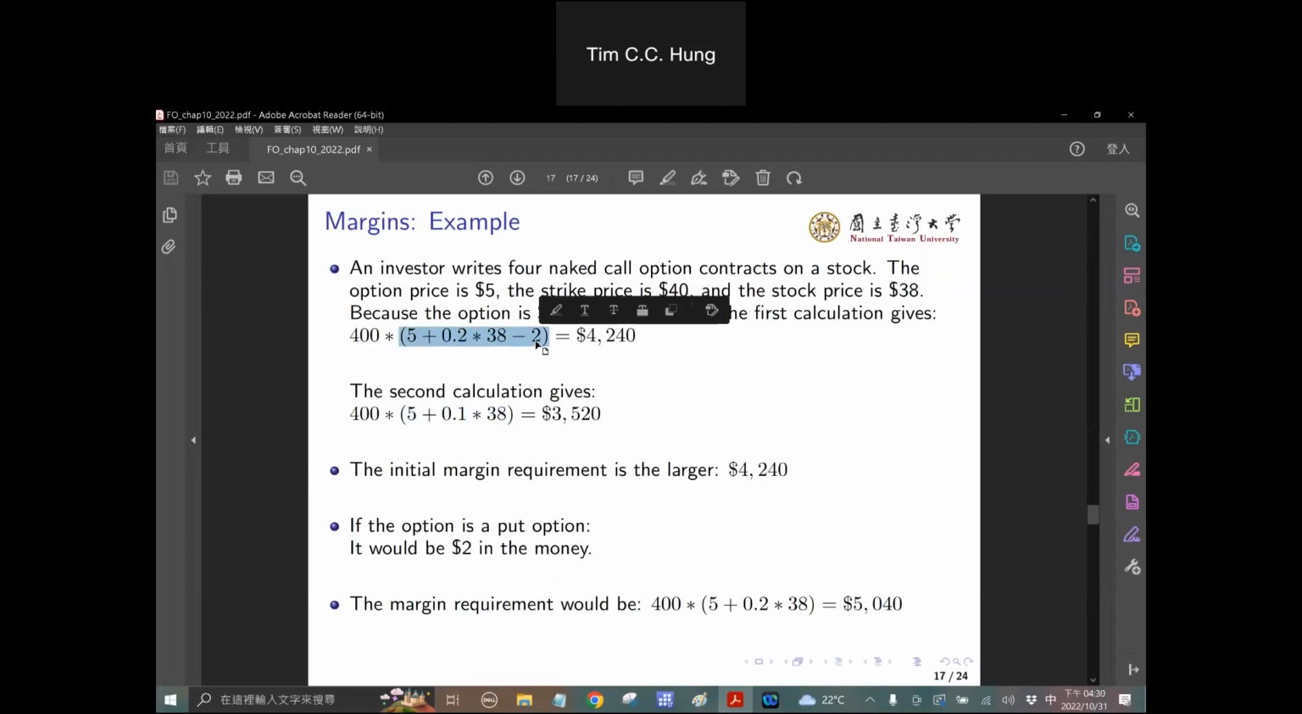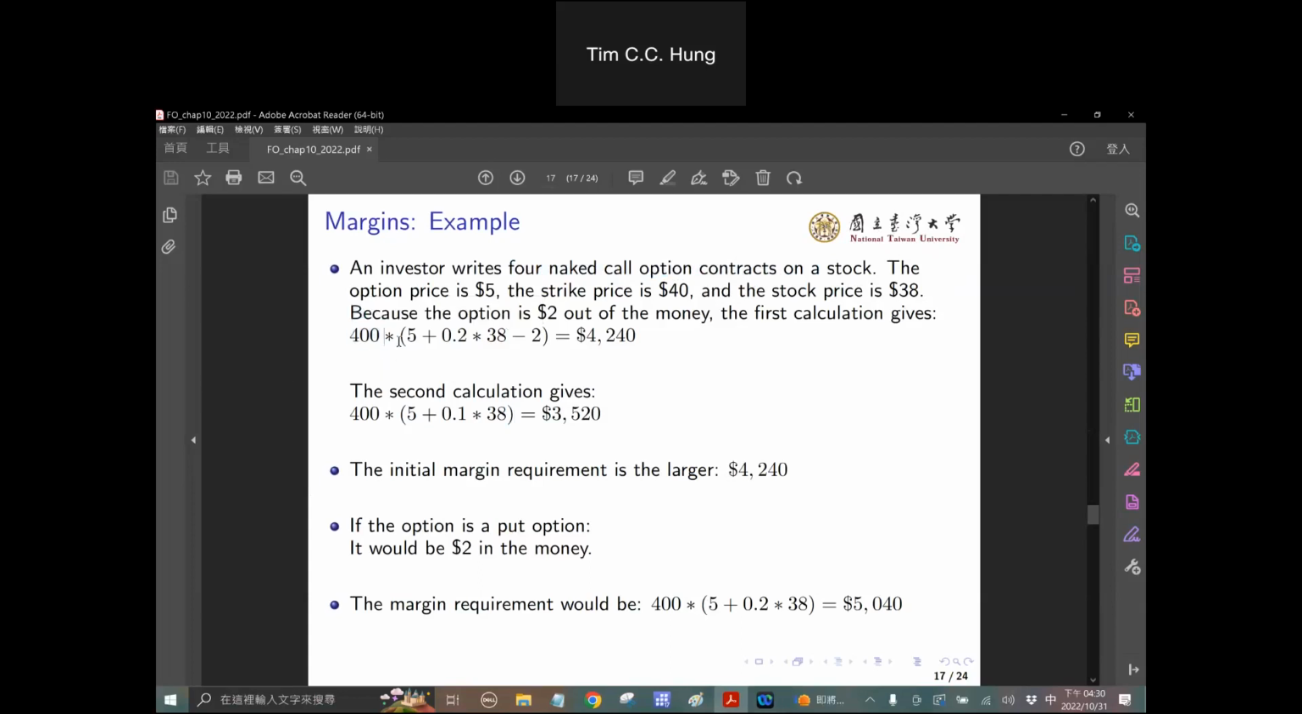The larger one will be the margins required when you are underwriting these naked options. And now we are writing 4 naked call option contracts. Conventionally, one stock option contract is on 100 shares. I didn't put this in the slides because I don't think it's a very important piece of knowledge. So 4 naked call option contracts is on 400 shares.